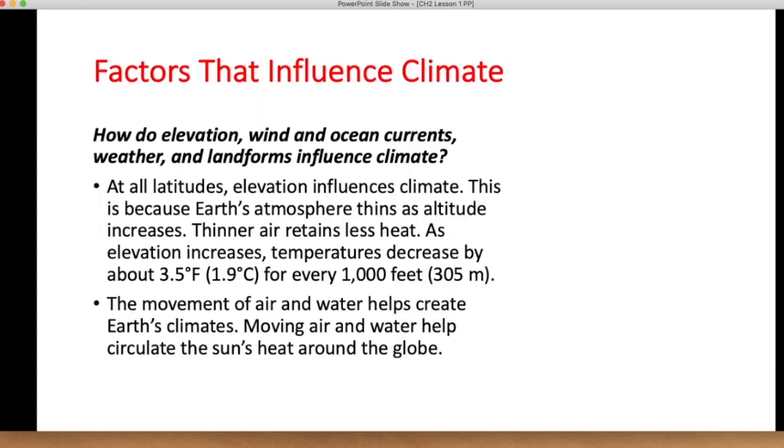Factors that influence our climate. How do elevation, wind, and ocean currents, weather, and landforms influence climate? At all latitudes, elevation influences climate. Okay, this is because Earth's atmosphere thins as altitude increases. In other words, as you go up a mountain, the air becomes thinner. Temperature decreases at that point when the air becomes thinner. The movements of air and water help create Earth's climate. Moving air and water help circulate the sun's heat around the globe.